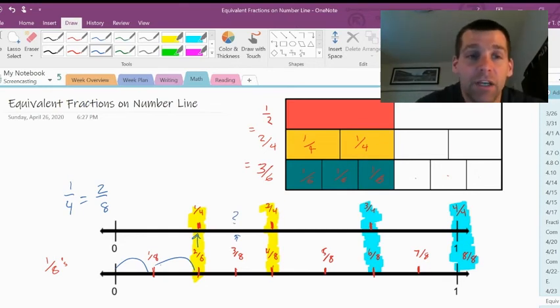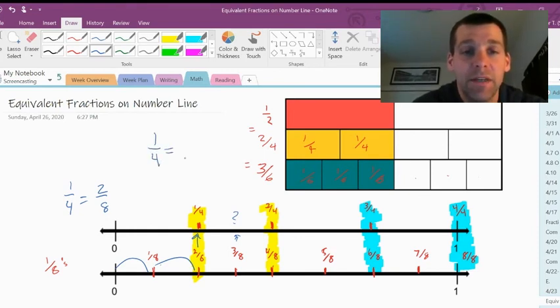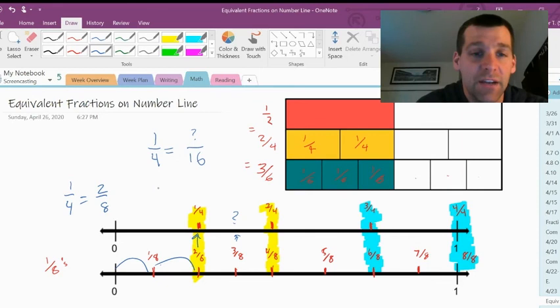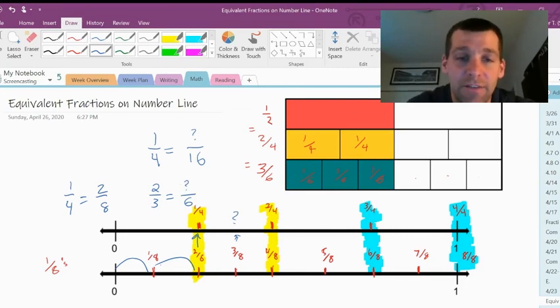But say, for example, if I had 1/4, I might decide to go, how many 16ths is equal to 1/4? Or I could decide if I had 2/3, how many sixths would be equal to 2/3? And I could divide my number line up into 6 parts in order to solve that. Give that a shot today while you're practicing looking for equivalent fractions and using number lines to solve for them.